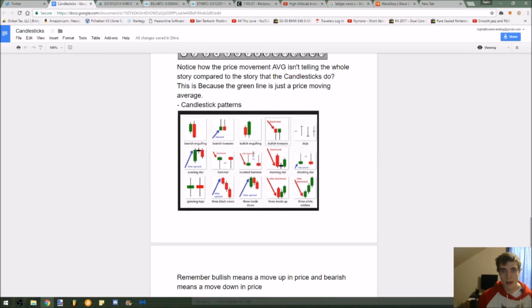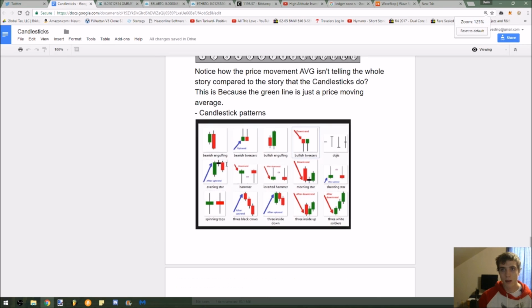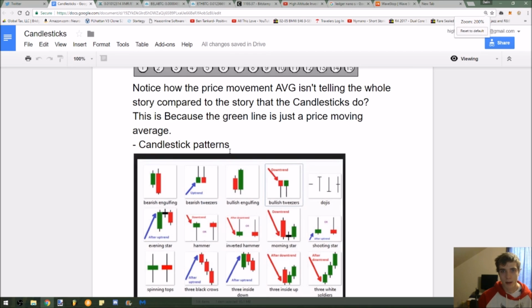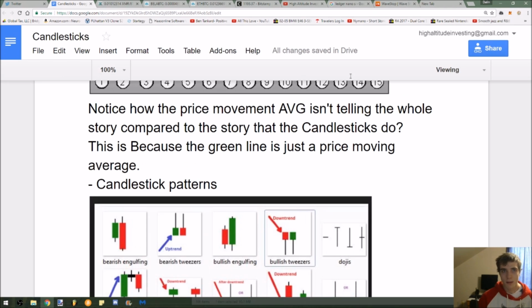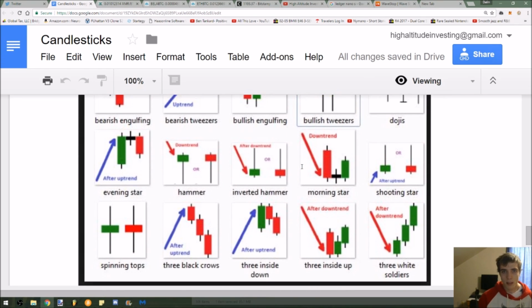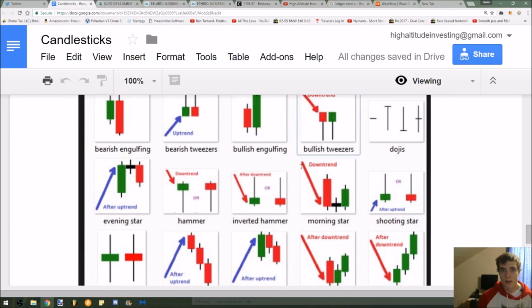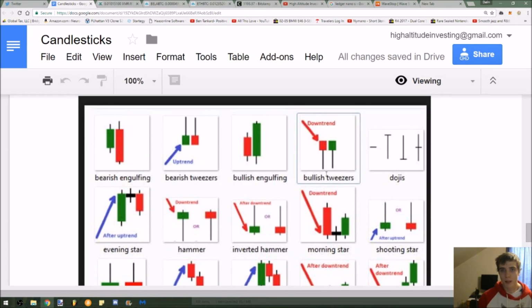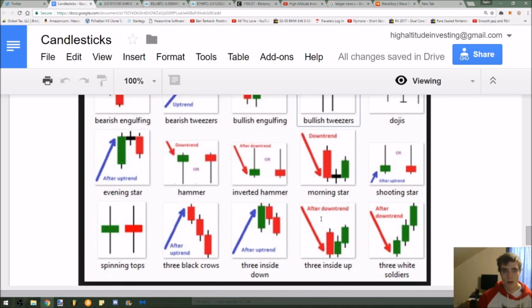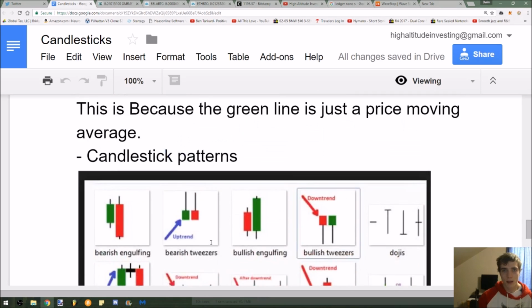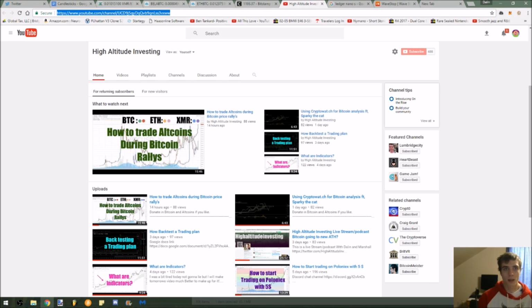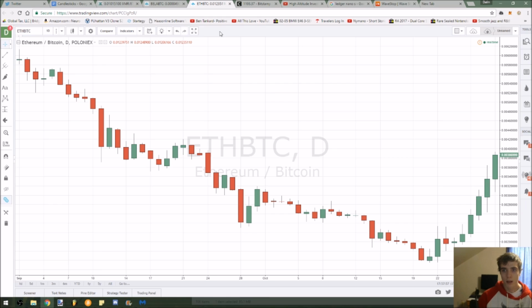So yeah, basically if you go to the little candlestick pattern thing I have here, I'm going to go ahead and zoom in so I can get a bigger view of this photo. I may have gone a little overboard on the zooming, but let's just look for some of these patterns, okay? Bullish tweezers. We'll look for three black crows, bullish tweezers, and three white soldiers. Alright, so let's just go over here to Ethereum.